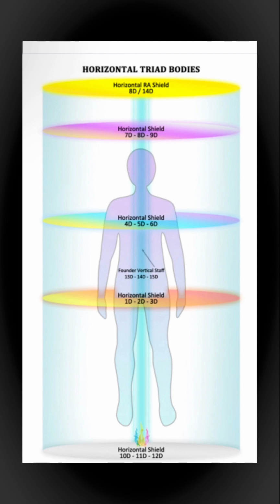But as you can see, they're all around your body. The 10, 11, and 12D are part of the horizontal triad body that also makes up part of your horizontal shield, the 12D shield that is around the earth, but it also goes up your horror line. And again, these are all around you constantly. They're not separate, they're all together. And this is just a way for you to try to visualize what they look like so that it makes more sense in your mind.